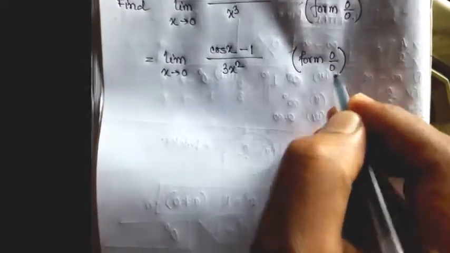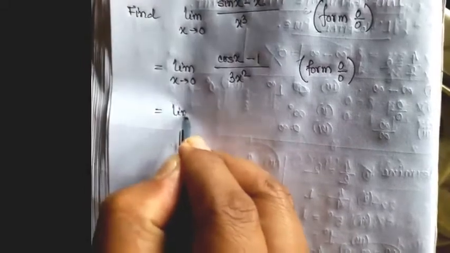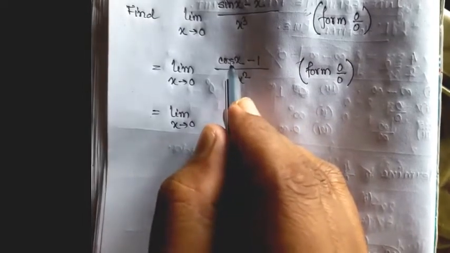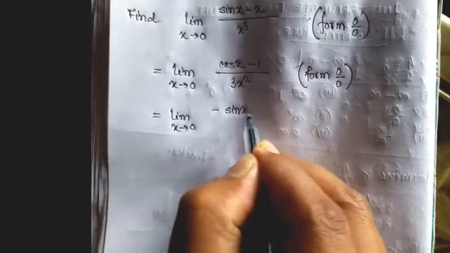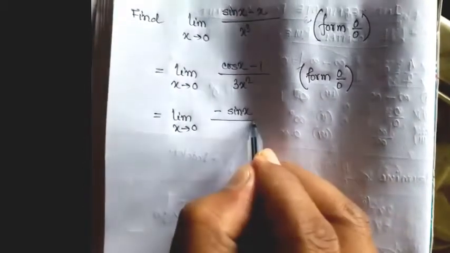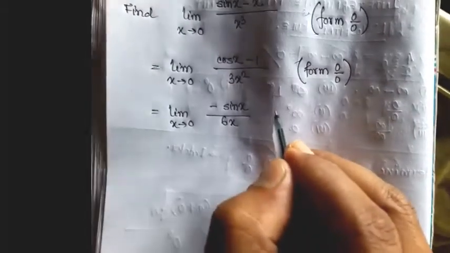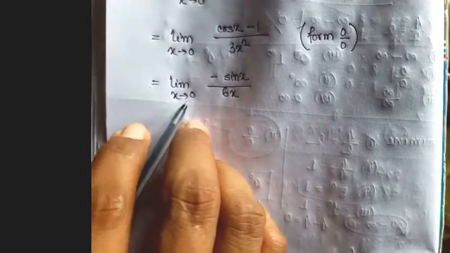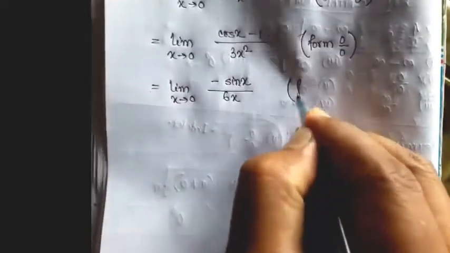So we will use the process again repeatedly, that means again by L'Hospital rule, limit x tends to 0. Again consider the derivative of numerator and denominator. What is the derivative of numerator? Derivative of cos x is minus sin x, and derivative of 1 is 0, and in denominator this will be 6x. Now again put x equals to 0, then sin 0 is 0 and 6 into 0 is 0, again form 0 by 0.